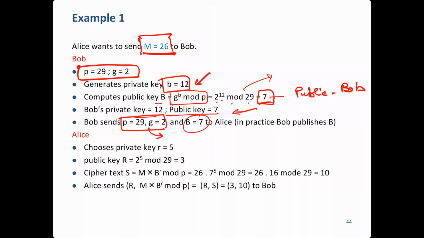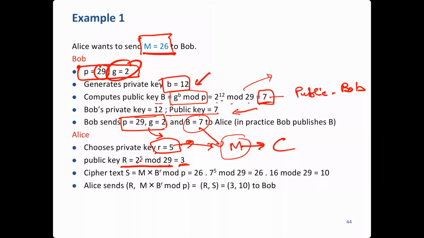Now similarly, Alice has to get her own private key, and she randomly chooses R equal to 5. From that she computes her own public key, which is 2 raised to the power 5 mod 29, because G is 2 and P is 29, which is equivalent to 3. Now, using Bob's public key, which is 7, her own private key, which is 5, and M, she has to get the ciphertext.